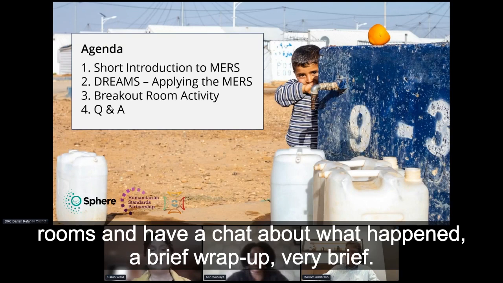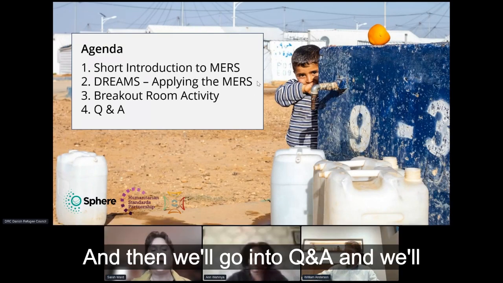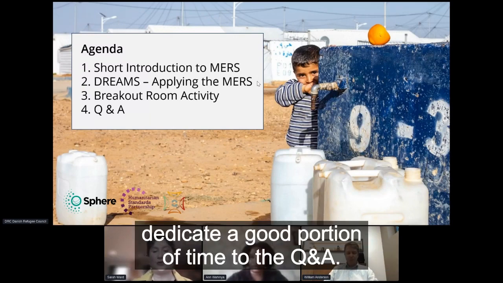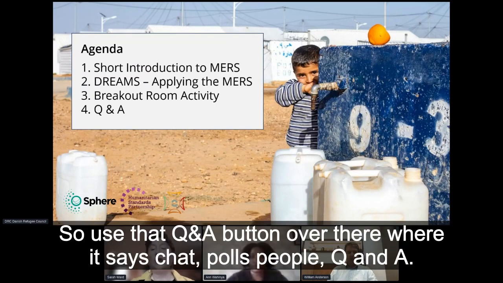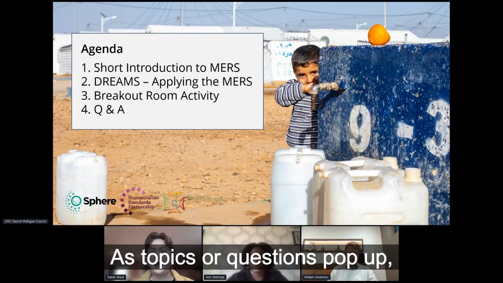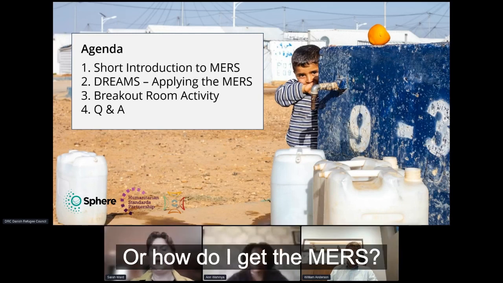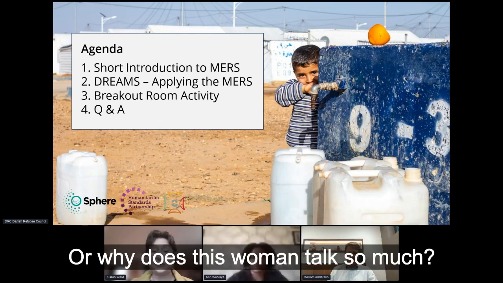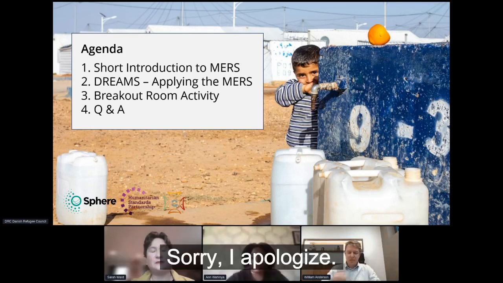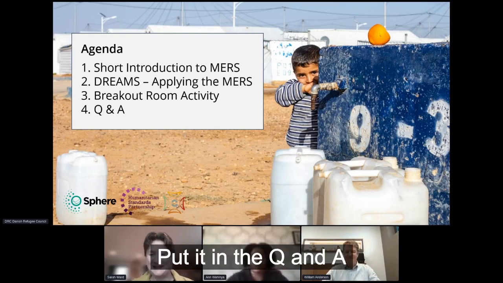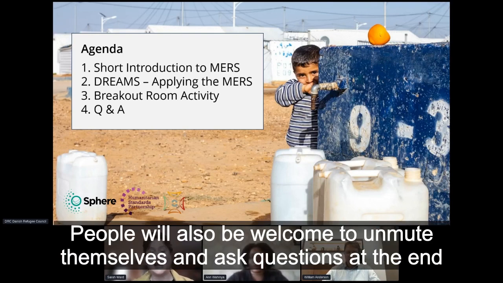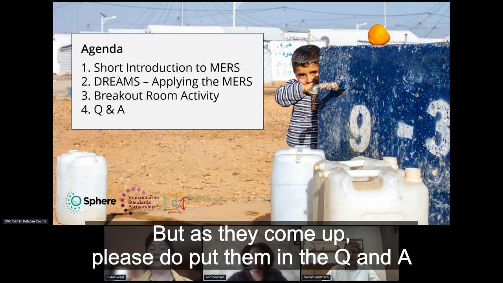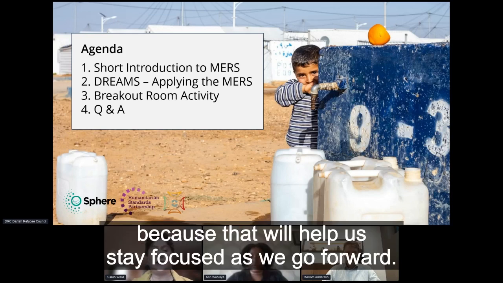Then we'll come back from the breakout rooms and have a chat about what happened, a brief wrap up, very brief. Then we'll go into Q&A, and we'll dedicate a good portion of time to the Q&A. I just want to encourage you, we're many in the room, there's over 70 people in the room now. So use that Q&A button over there where it says chat, polls, people, Q&A. As topics or questions pop up, if they're specific, like where was the DREAMS program again, or how do I get the MERS, or why does this woman talk so much? You can put it right in the chat. Do not put it in the chat, please. Put it in the Q&A, because we're going to leave a lot of time at the end. People will also be welcome to unmute themselves and ask questions at the end of the session, and we'll leave time for that. But as they come up, please do put them in the Q&A, because that will help us stay focused as we go forward.